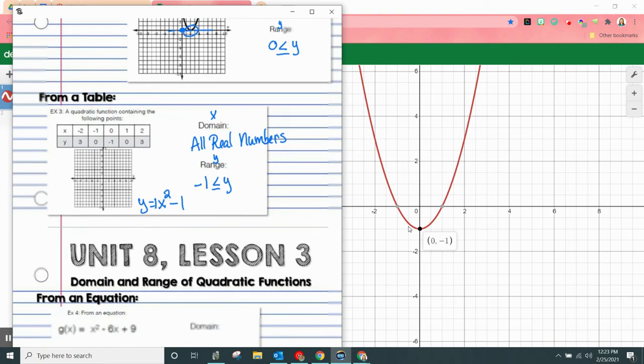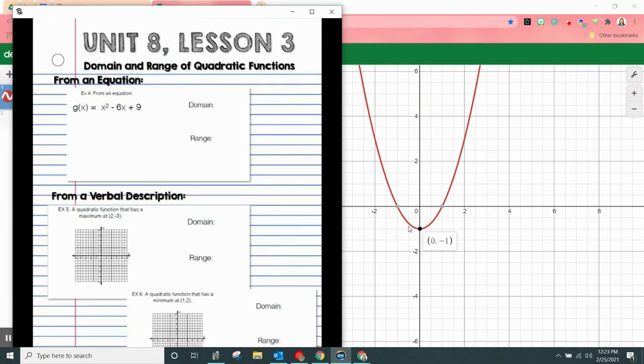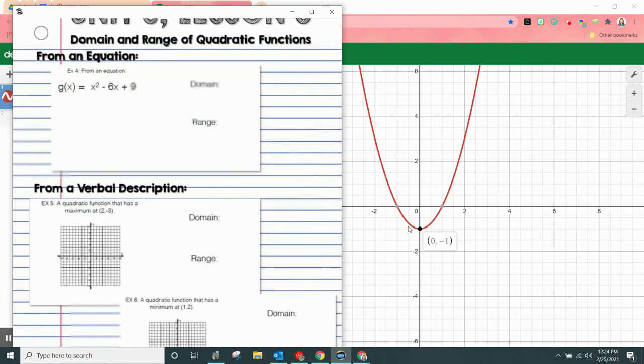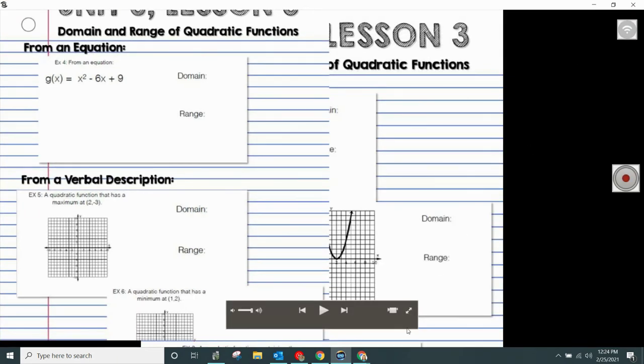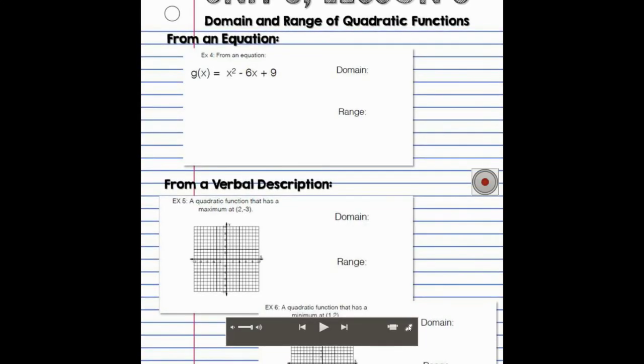Okay, so this next one, they gave us an equation in example 4. So you type that one into Desmos and see what you come up with. Let me see if I can get this to, there we go. Okay, I want a large screen here.